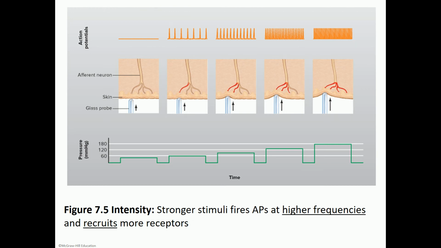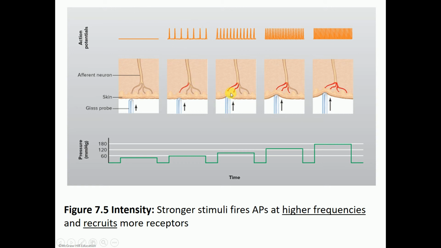So for intensity, we'll do this experiment right here, where we'll get a glass probe, and this is one sensory neuron, and that's its receptive field. We'll apply a little bit of pressure, not a lot. So you see here that none of the receptors are activated, and that translates into no action potentials. Now, if you push a little bit harder, so you apply a little bit more pressure, that is going to activate some receptors, and that will start the creation of some action potentials.